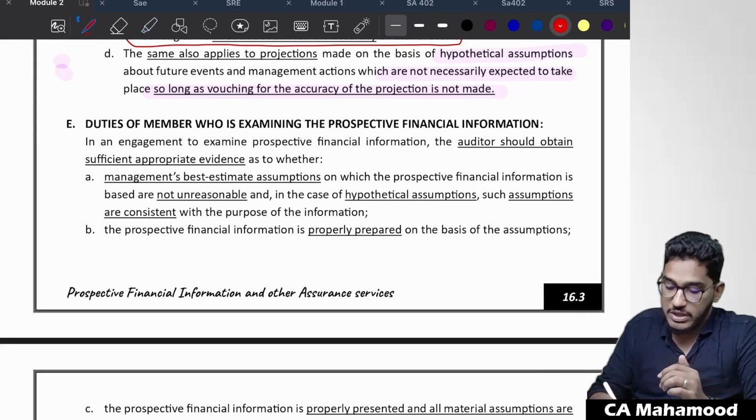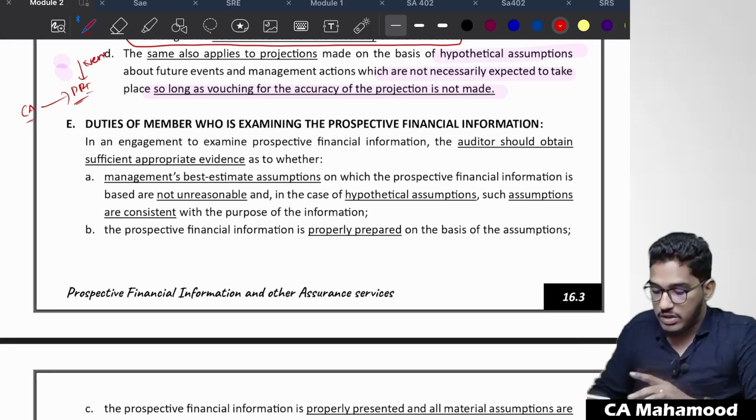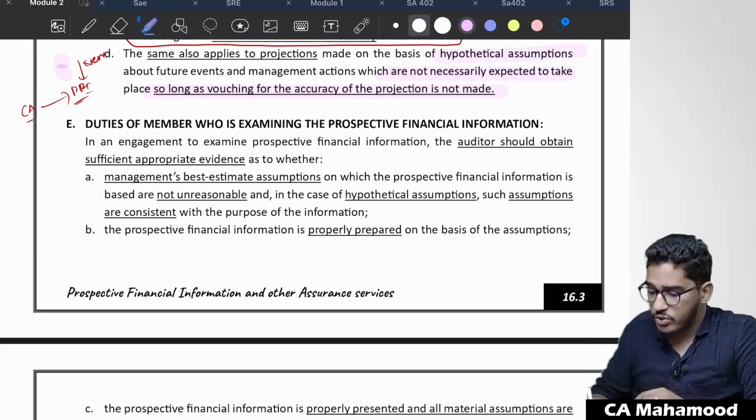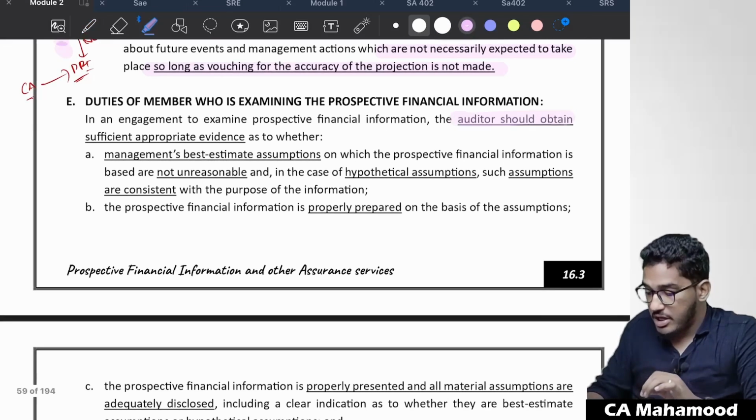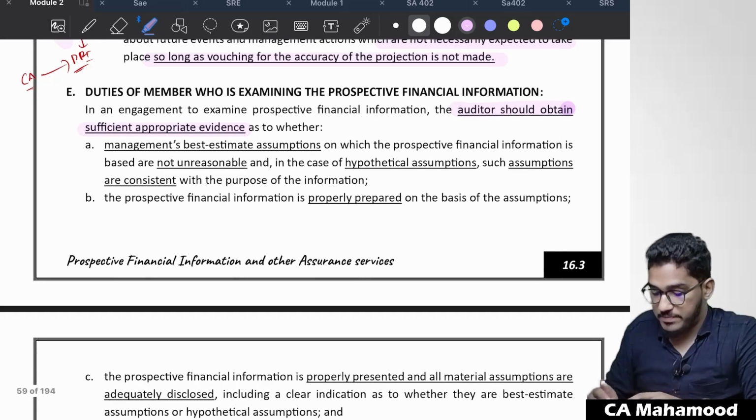So if I am a chartered accountant in practice, and some entity calls upon me, saying, sir, we have prepared the prospective financial information, please come and verify. If they ask me what my responsibilities are, what I am supposed to do, let us see. In an engagement to examine prospective financial information, the auditor should obtain sufficient appropriate audit evidence. Here also you need to obtain the evidence as to whether management's best estimate assumptions on which prospective financial information is prepared are not unreasonable.